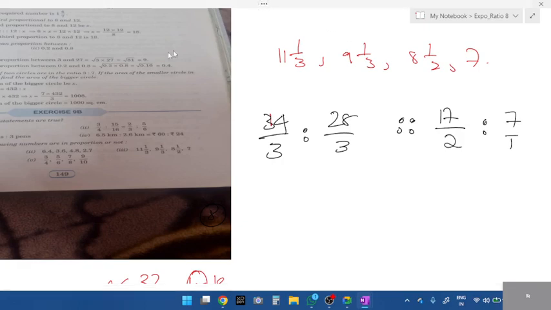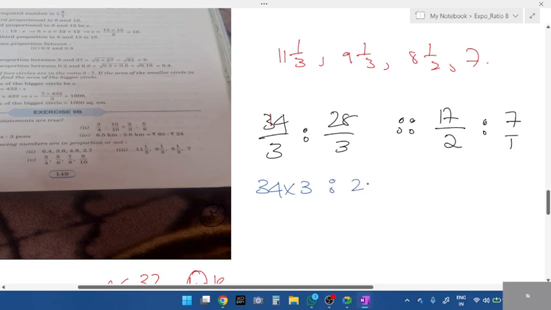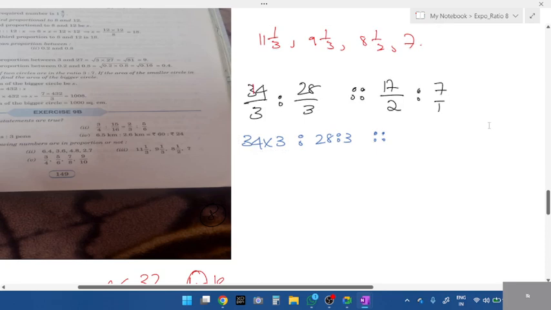If there are two values, what did I tell you all, students? If there are two values like this, you have to cross multiply it. 34 into 3 is to what? 28 is to 3 is proportionate to. Alia, can you answer the next step? Are you there online? Tell me the next step.